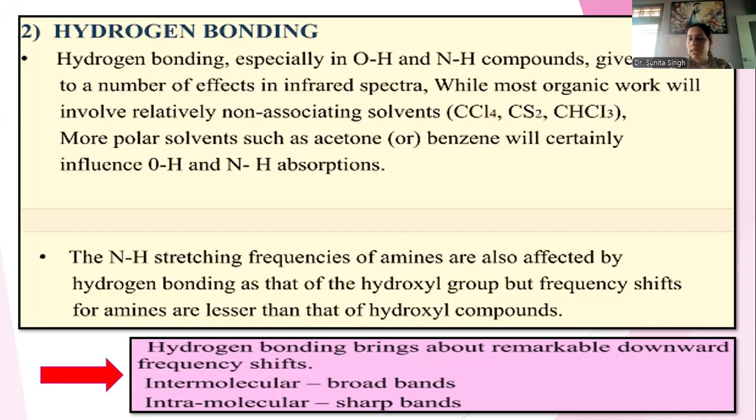Where there is intermolecular hydrogen bonding, we have broad bands, whereas in intramolecular hydrogen bonding, sharp bands are found. You can see the peaks are very sharp in that case. So sharp peaks also indicate that intramolecular hydrogen bonding is involved.